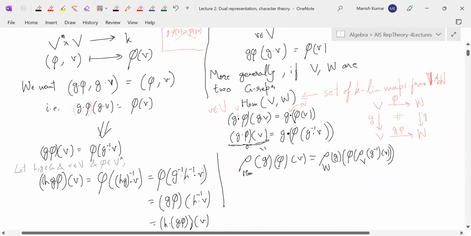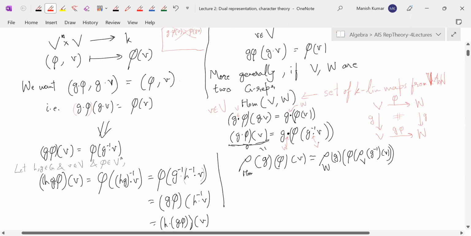So what we get is that, if you replace g dot v by v, by g inverse v in this expression, then g dot phi of v should be g dot phi of g inverse v. So this is the formula. g phi of v should be g dot phi of g inverse v. Remember, this is an action on W, and this is on V.